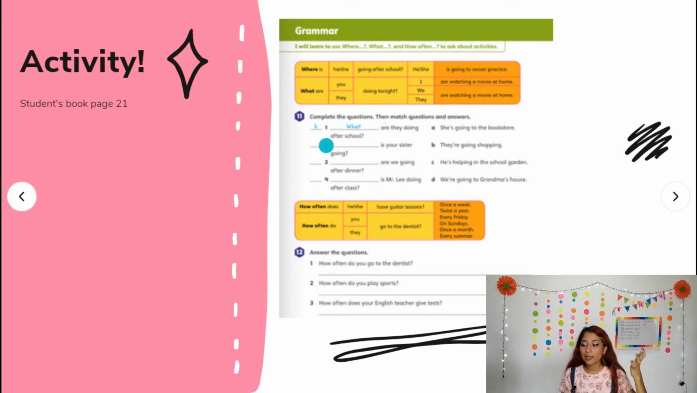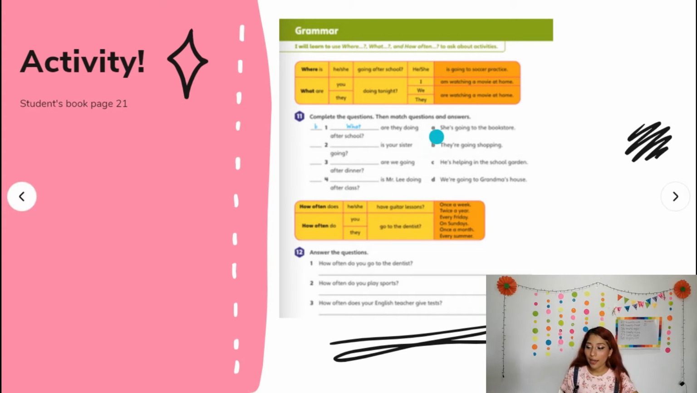You have the first one that is already answered, and it says, number 1, what are they doing after school? Number 2, blank, is your sister going? Number 3, blank, are we going after dinner? Number 4, blank, is Mr. Lee doing after class? When you finish completing where, what, how often, now you can match with the answers.